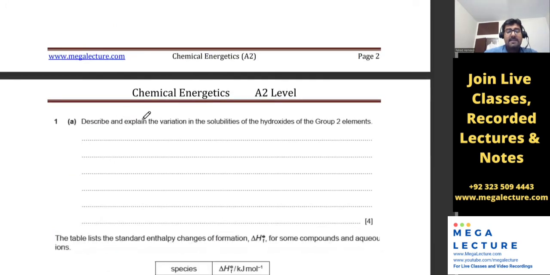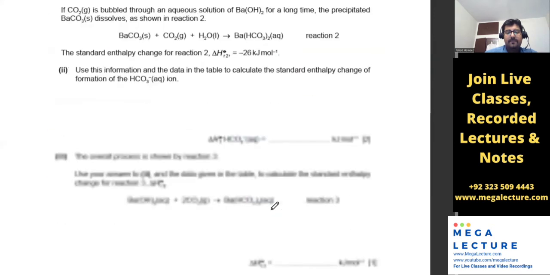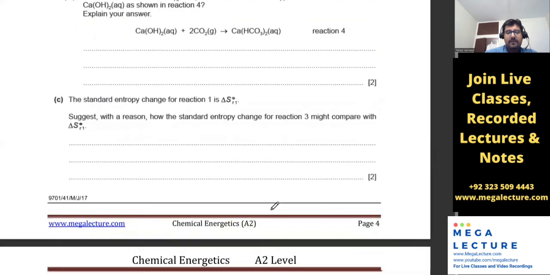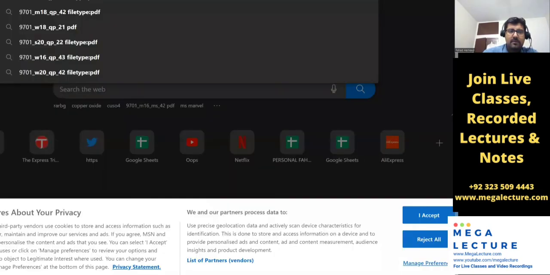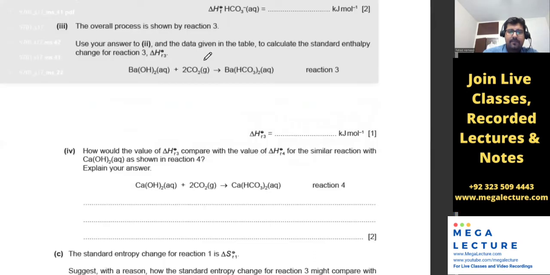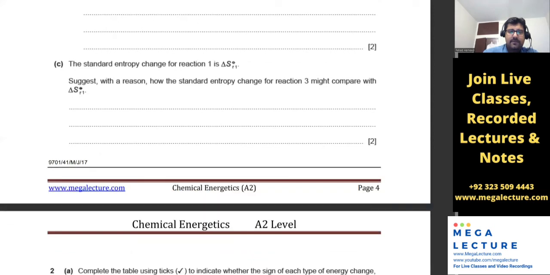Same question exactly. Describe and explain. Now it's a 4-mark question. Describe and explain the variation in the solubility of the hydroxides of the group 2 elements. Okay, down the group. I'll also quickly open summer 17, 971, 1 second. 741.